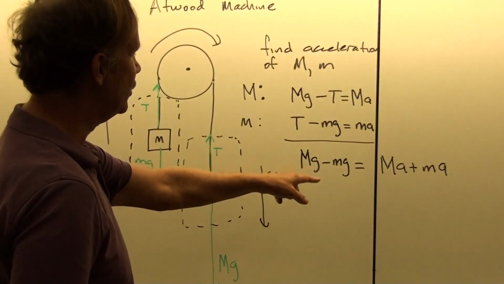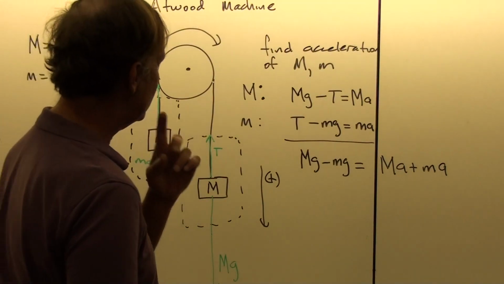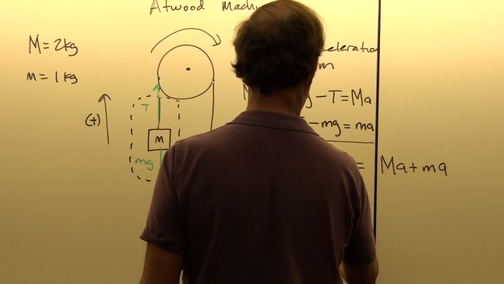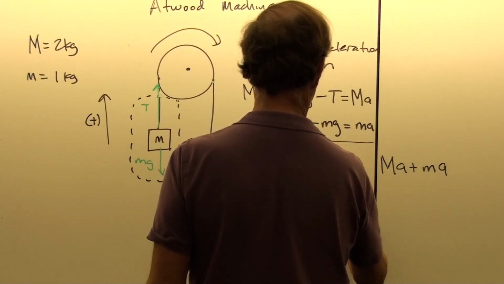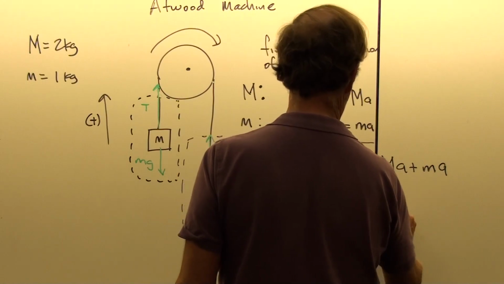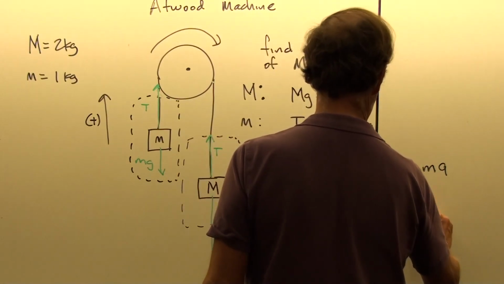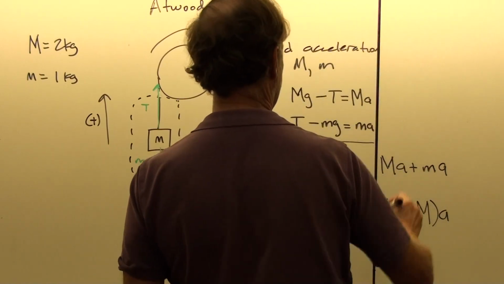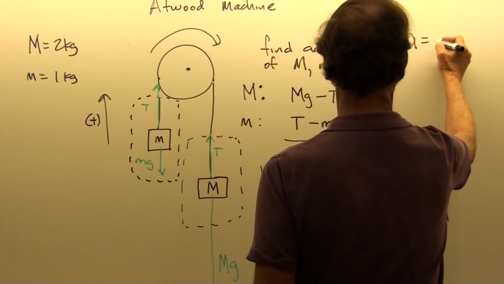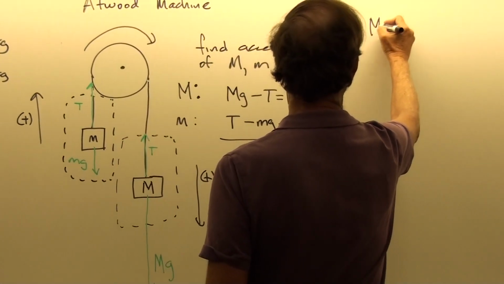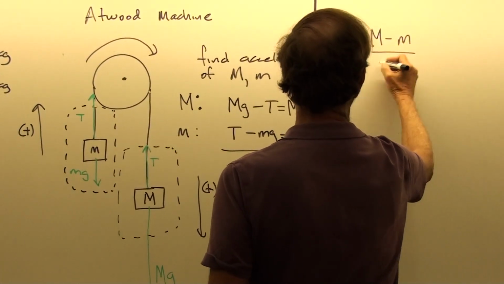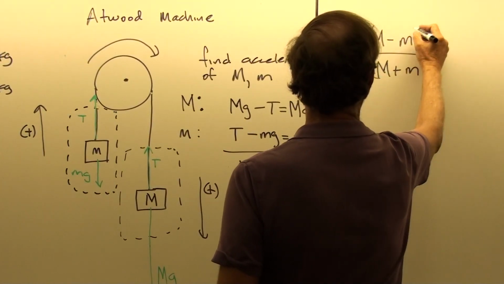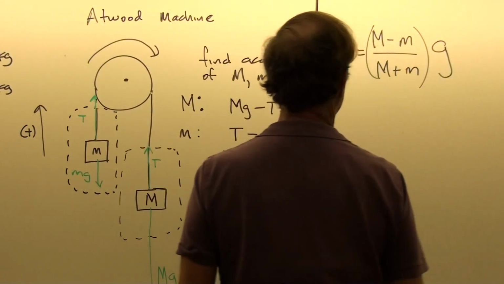Or factoring out a G on the left and an A on the right, we get big M minus little m times G equals little m plus big M times A. So this gives us our final result, that the acceleration is equal to the difference in masses divided by the sum, times the acceleration due to gravity.